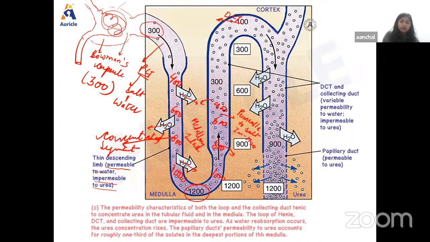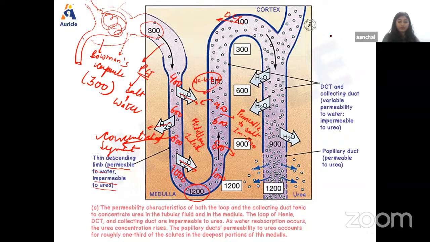And talking about the thick segment, we know that in the thick segment we have another channel known as sodium potassium 2 chloride. By this channel, there will be reabsorption of the salts, and the osmolarity will decrease inside the ascending limb, right? Now let's talk about the role of the DCT and the collecting duct.